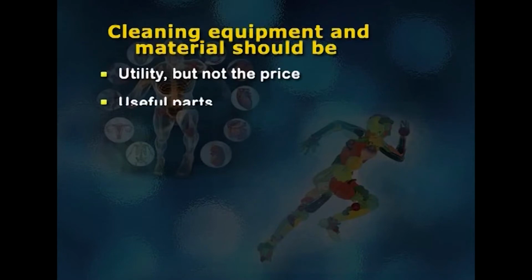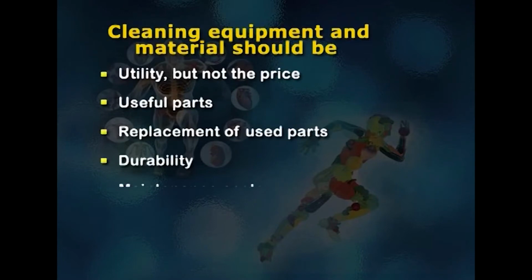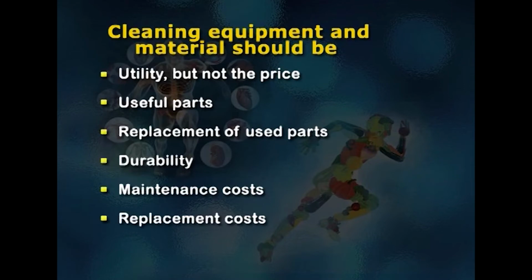Criteria for selection of cleaning material should be utility but not the price, useful parts, replacement of used parts, durability, maintenance costs, replacement costs. It is better to use simple and easy to use equipment. The maximum utility of cleaning materials, therefore, lies in establishing correct methods of cleaning, choosing simple, familiar and low cost equipment, using multi-purpose detergents and avoiding wastage by buying packs in sizes required for a month or more depending on needs of the establishment, and finally storing well.